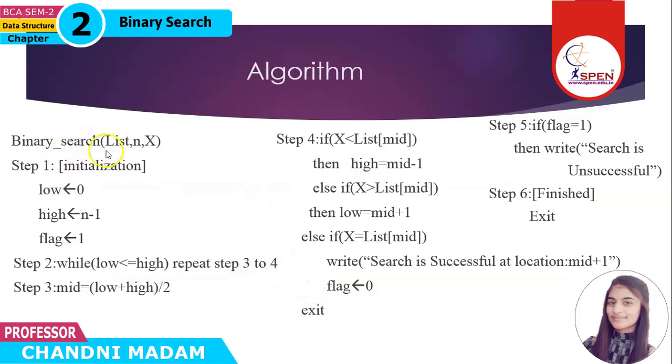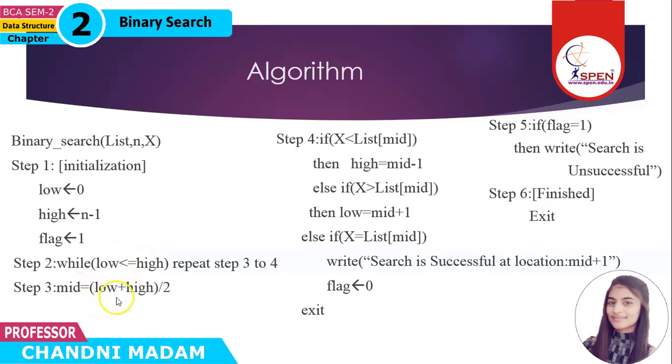Now in binary search we will have 3 values. First is our list, second is the number of elements n, and third is our searching item x. Now we will initialize our lower as the 0th position, higher as n minus 1, and we will initialize our flag as 1. Now step 2, we will repeat this step until lower is less than or equal to higher. So we will repeat steps 3 and 4 until higher is not less than the lower value.